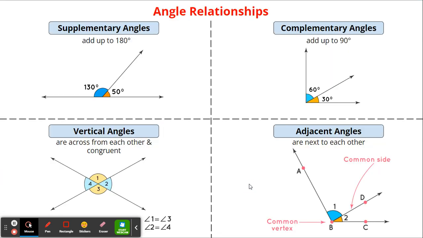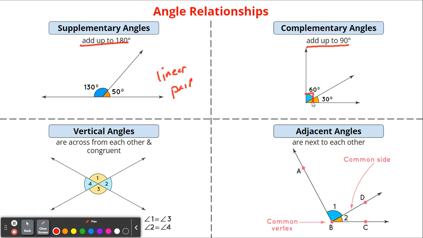Okay, so as a short review, remember we have different kinds of angle relationships. We have the first one, supplementary angles. They add up to 180 degrees. Somehow, if they are adjacent, they form a line. That's why we also call this a linear pair. A linear pair also adds up to 180 degrees. Complementary angles add up to 90 degrees. As you can see, they form a right angle if they are adjacent.